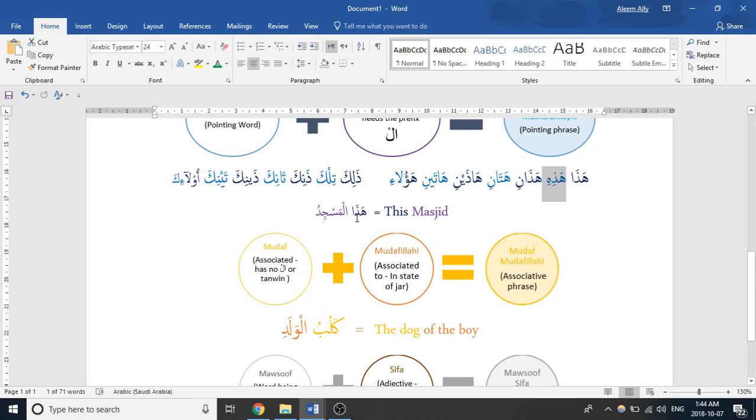So we have a pointing word, and the word following has alif lam, right? So hadal masjidu. So it means this masjid. And one thing to keep in mind is that whatever the state of hada is, it will be transferred over to masjid. So let's say hada was in a state of jar, right? If it was in a state of jar, then it would transfer over the kasra to masjid. And it would be hadal masjidi. Just something to keep in mind.